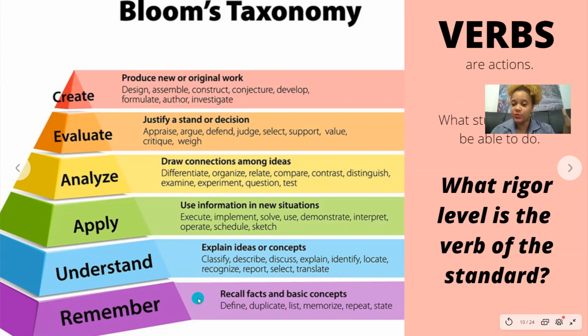Now we're going to go back to Bloom's taxonomy. I know we also use depth of knowledge, but for this case, I like to use Bloom's because of how the verbs are articulated in it. So you see here, you have remember. Remember is a verb. What do you do when you remember? Yes, that's it. You just have to go back and find and remember. You define, you duplicate, you list, you memorize, you repeat, you state.